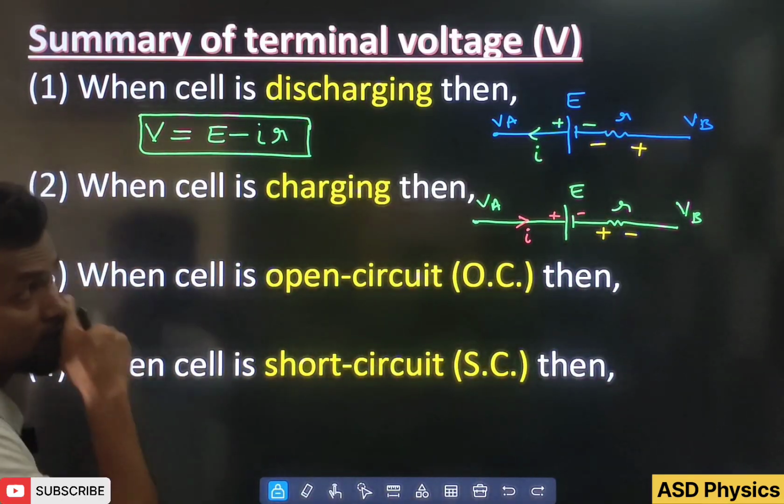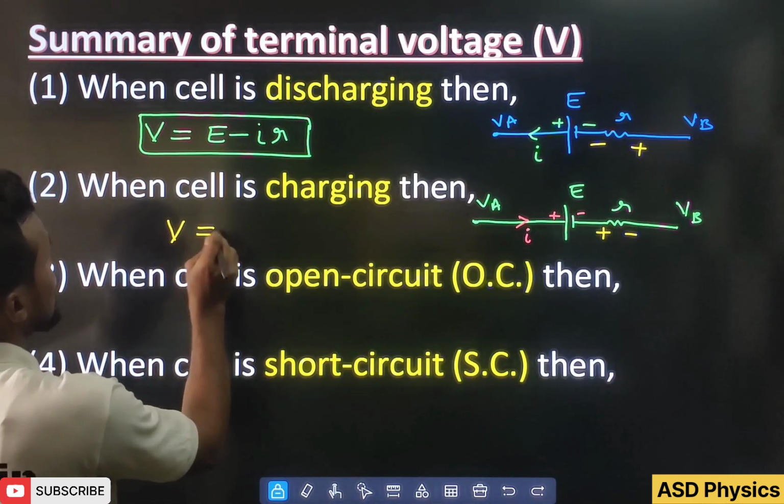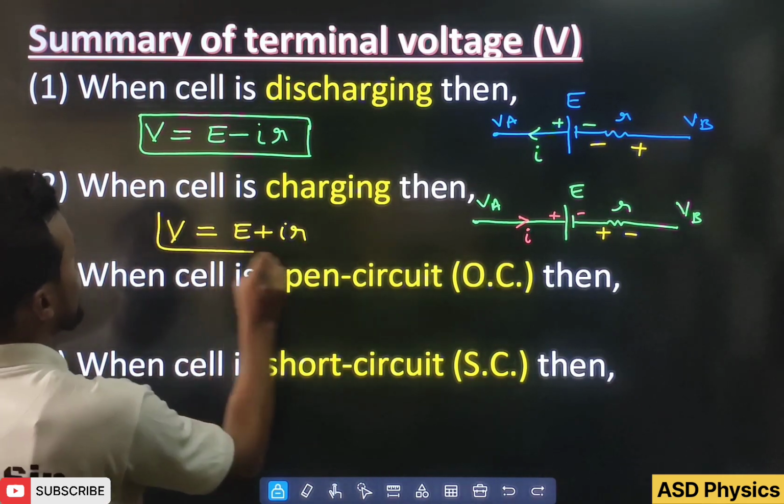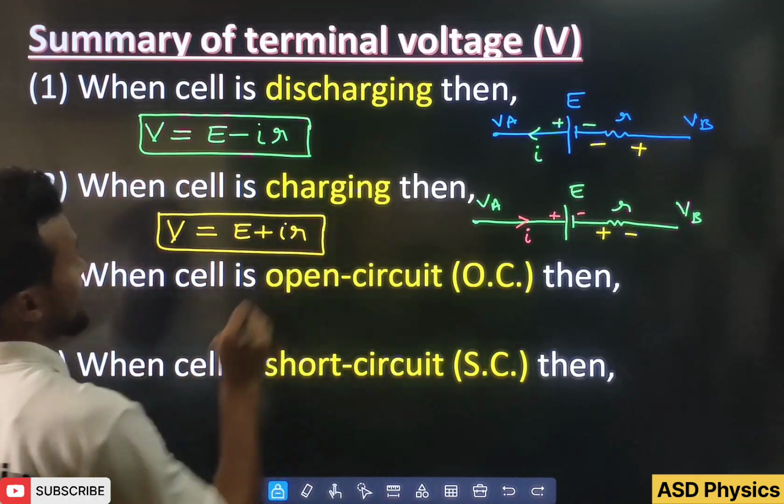And here, students, what is the terminal voltage? It is given by VA minus VB, which means V is given by E plus IR. What is this here? E plus IR, okay.